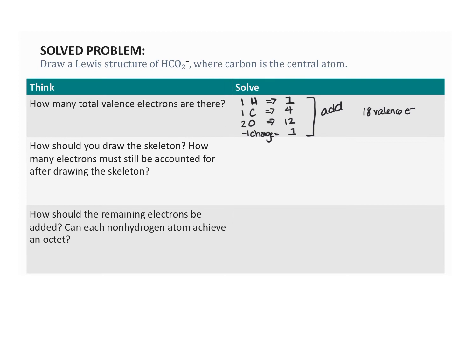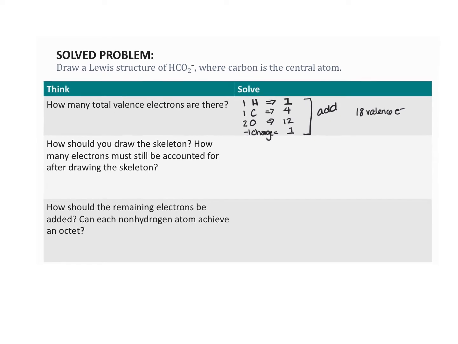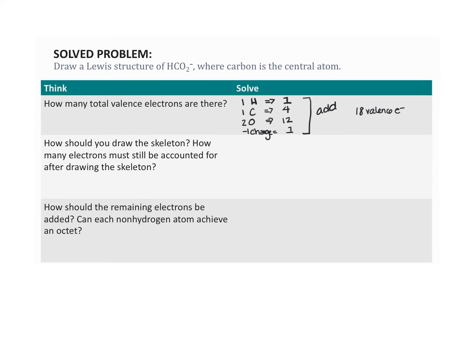So the next thing we're going to go to is drawing the skeleton. Some questions you should ask yourself: How are you going to draw the skeleton? How many electrons must still be accounted for after drawing the skeleton? We are going to put carbon in the center because it told us that, and we're going to surround carbon with oxygen and hydrogen.